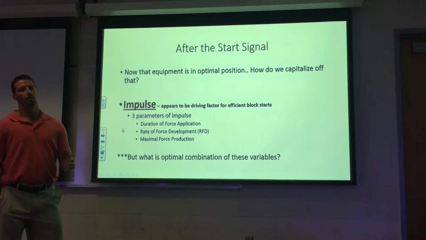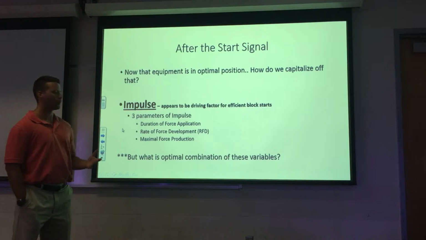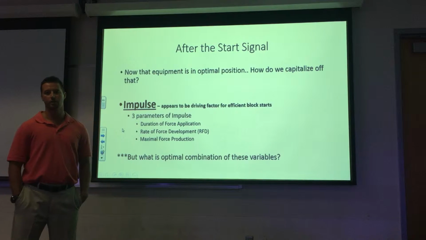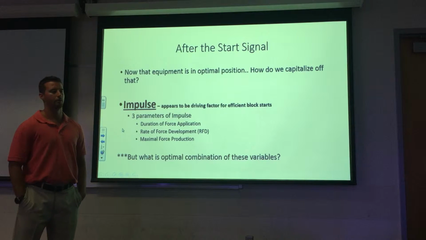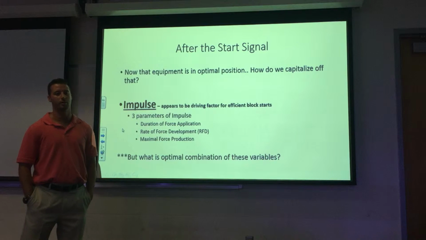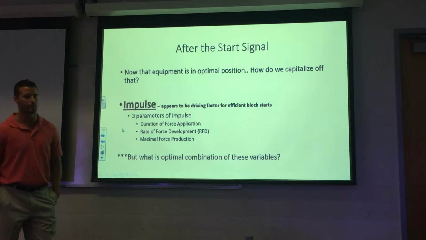If we have duration of force application, the race, as I mentioned in the first slide, the duration of the race is 10 seconds. All right, if we spend too much time producing force, at what point is that a negative quality compared to a positive quality? So we'll have to look at that.